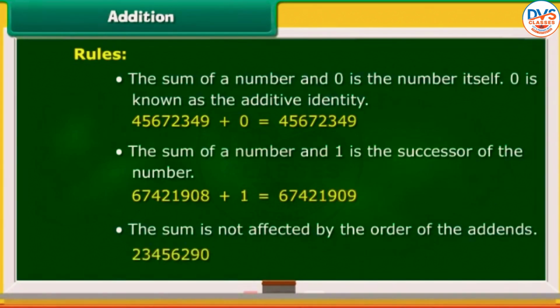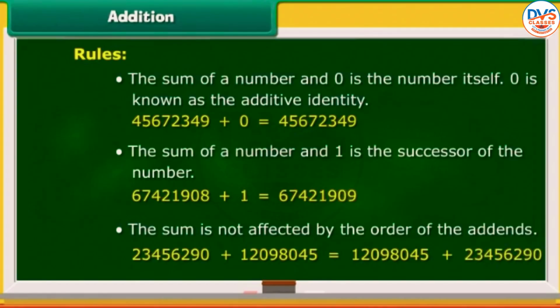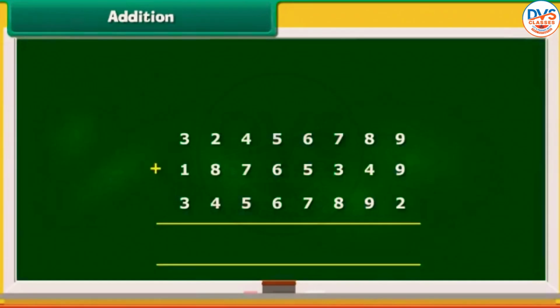The sum is not affected by the order of the addends. 23456290 plus 12098045 is equal to 12098045 plus 23456290. Let us now learn to add large numbers.